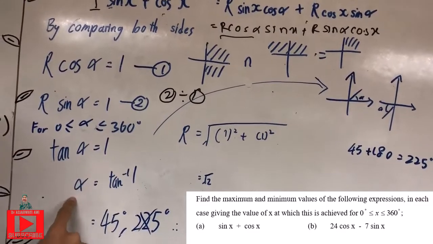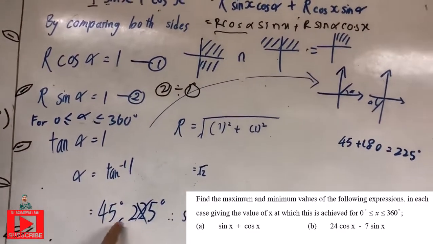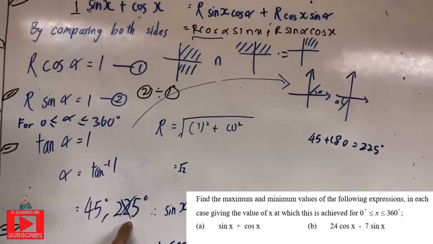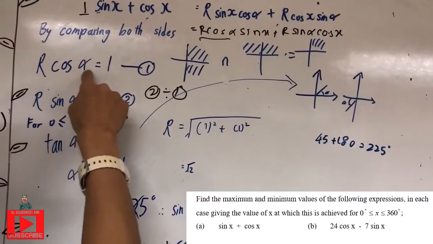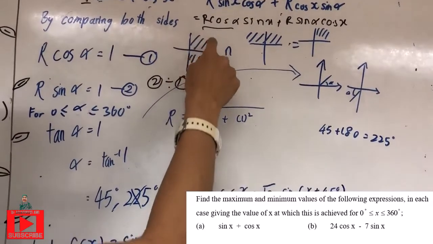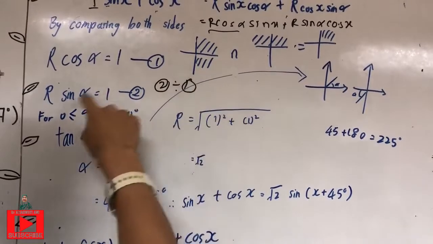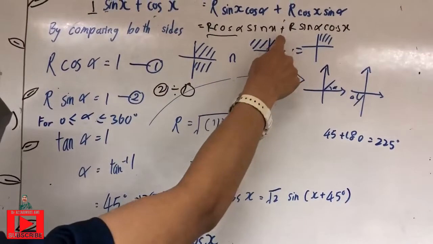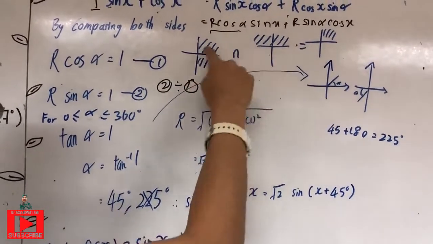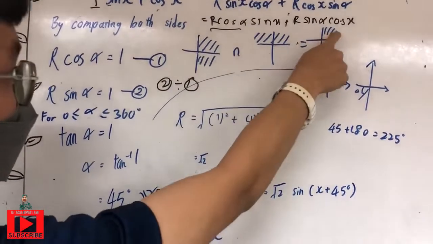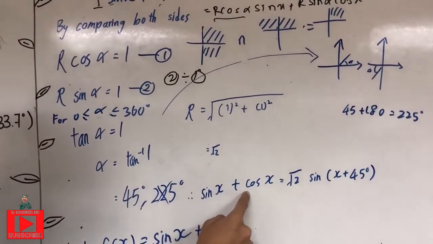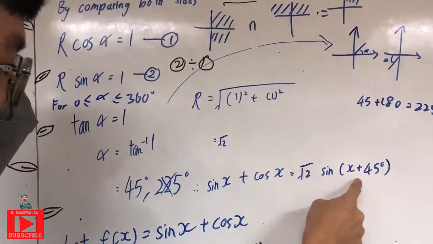We press the calculator, and we get alpha equals 45 and 225. So we reject this angle because cos positive will be at the first quadrant and fourth quadrant, and sine positive will be at the first quadrant and second quadrant. So if these two regions intersect, we get the first quadrant. So we will only use 45, and sin x plus cos x equals root 2 sin(x plus 45).